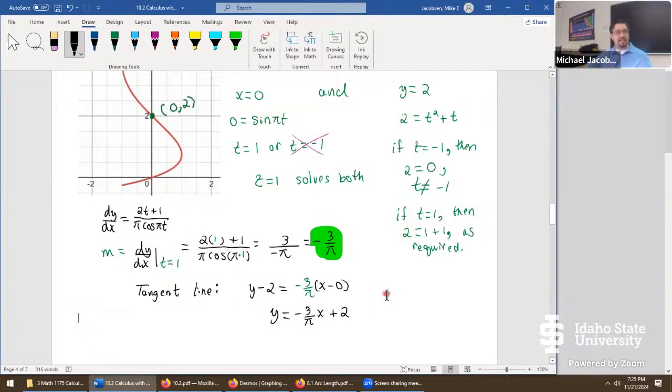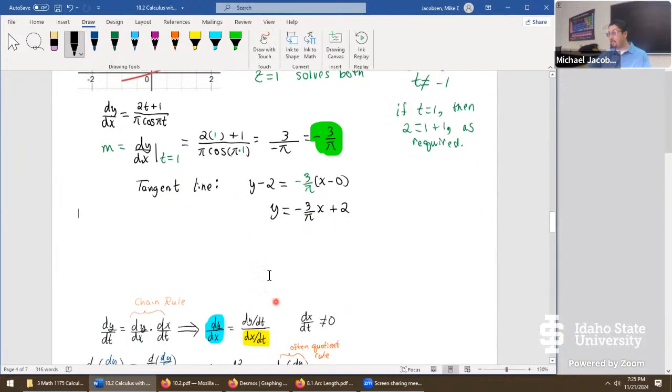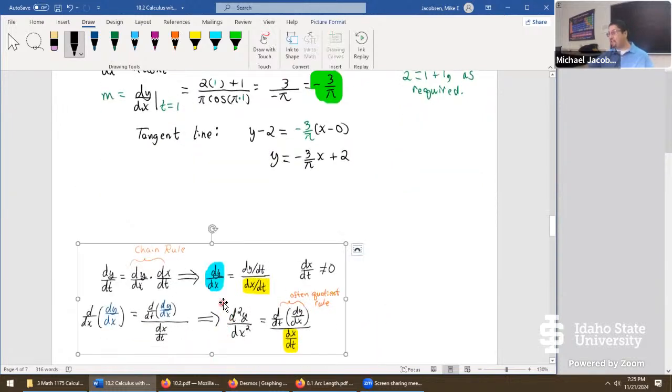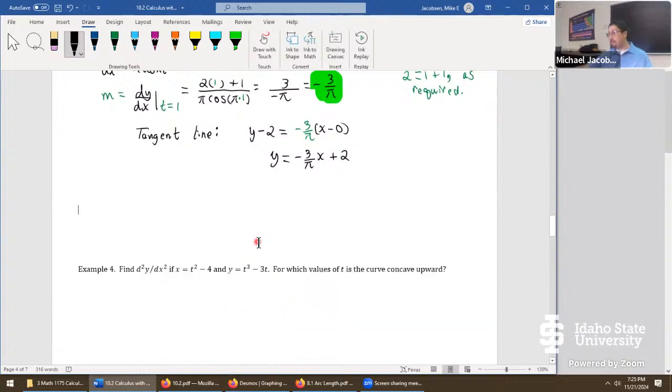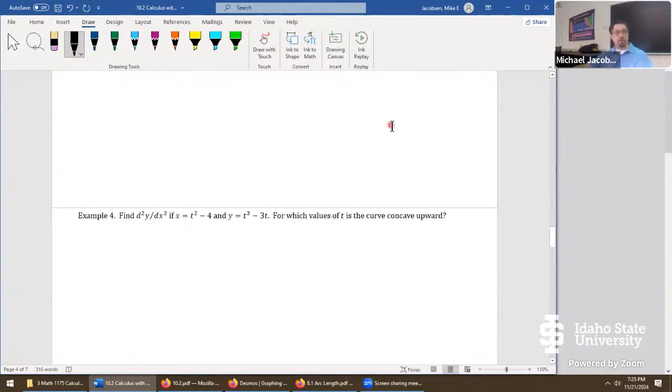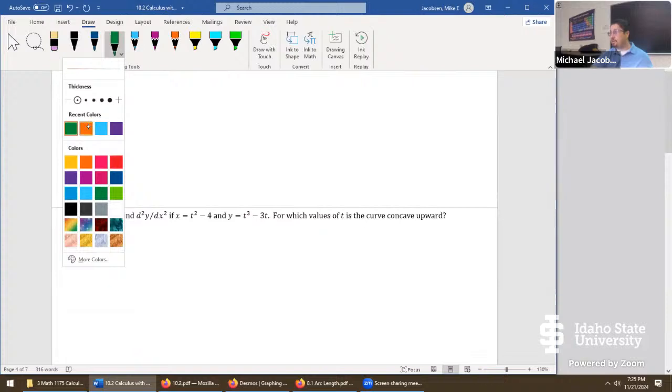So we took a look at tangent lines, whether they're horizontal, vertical, or just finding a generic one like this. Next topic is going to be concavity. If we're dealing with concavity, that's where we're going to use this second derivative right over here. So we have a brand new curve, x is t squared minus 4, y is t cubed minus 3t, and we want to know for what values of t is the curve concave up. Deserves a new page.